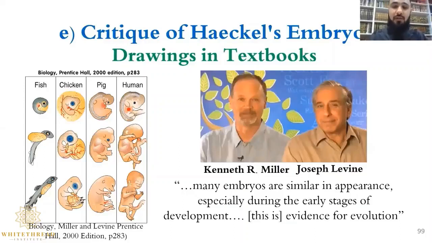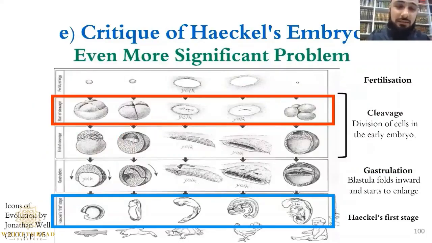And I'll show you how. So here you've got what happens before the stage Haeckel has chosen. Haeckel chose a stage, the first stage, which is in a blue box. But if you go before the Haeckel stage, you get cleavage, where division of cells occurs in early embryos.